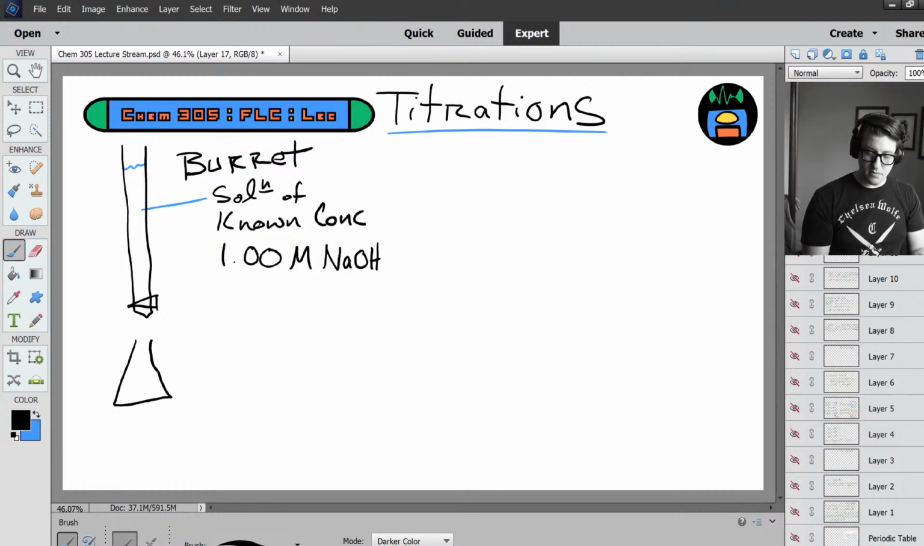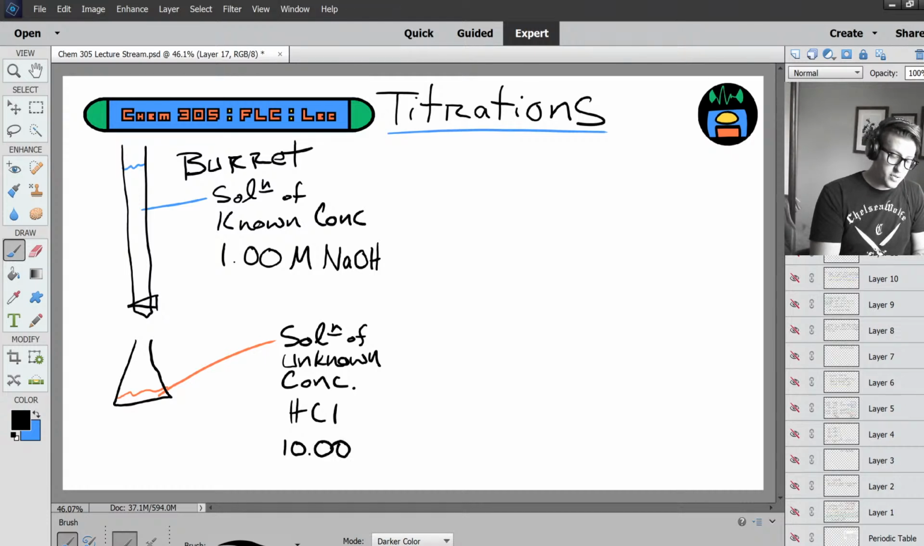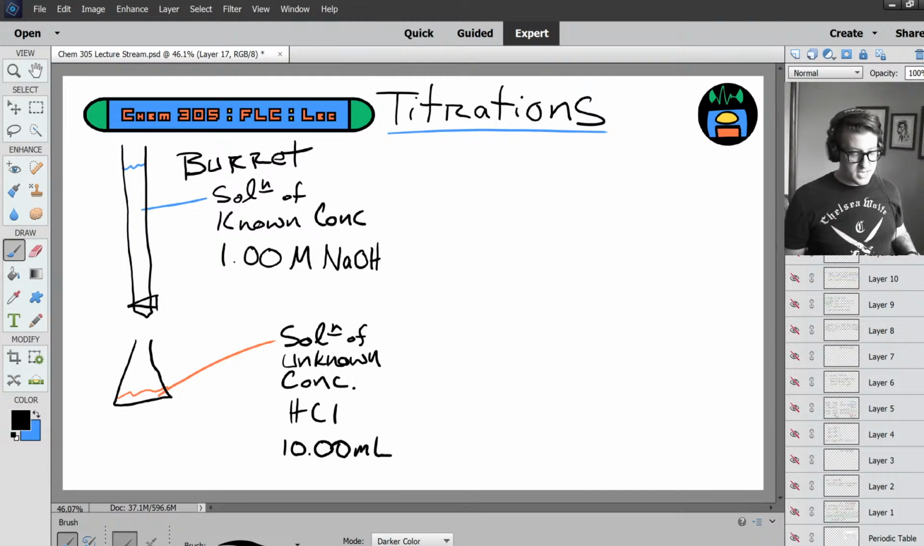And then, in an Erlenmeyer flask down below, you have a solution, all right? And this solution down here is a solution of unknown concentration. Let's say it's HCl. Now when you do a titration, you'll measure the volume of HCl you put down there, but you don't know what its concentration is.